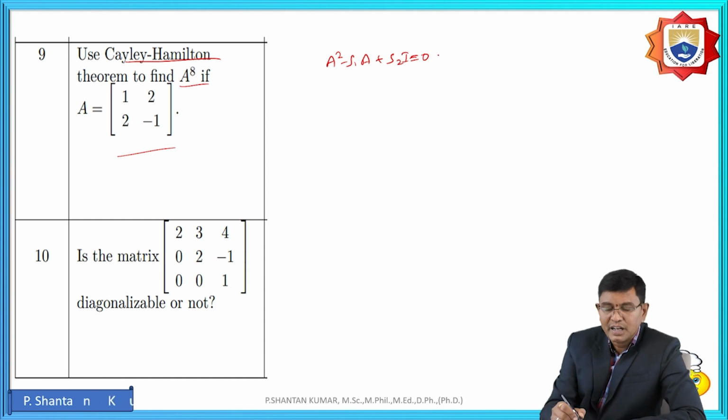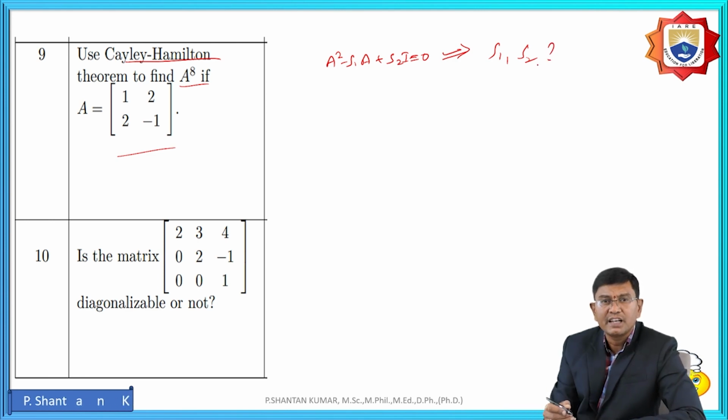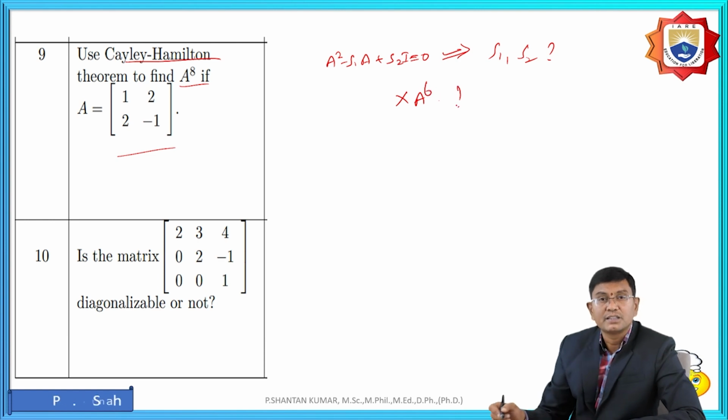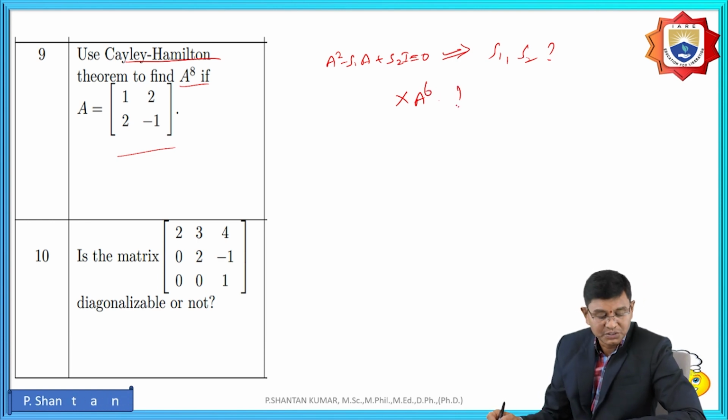Based upon this, again we need to find s1 and s2, then we find the solution. Whatever equation you get, it is a multiplication with A power 6 or something like that, and we get the solution of A power 8 as the required solution.